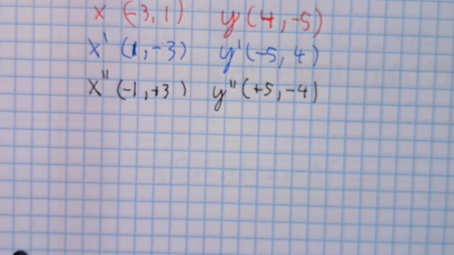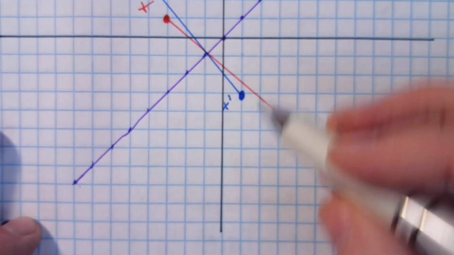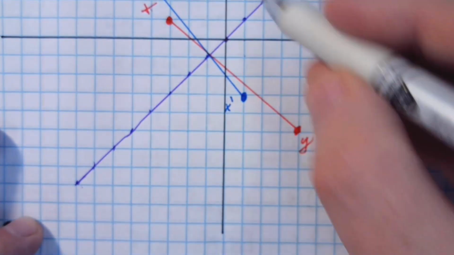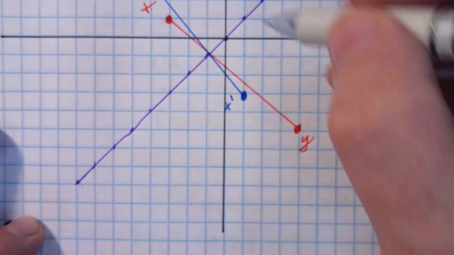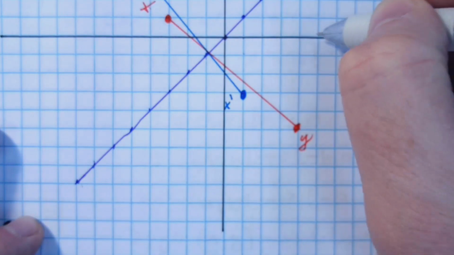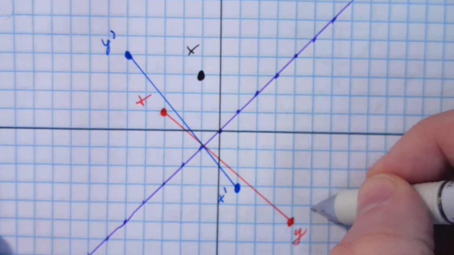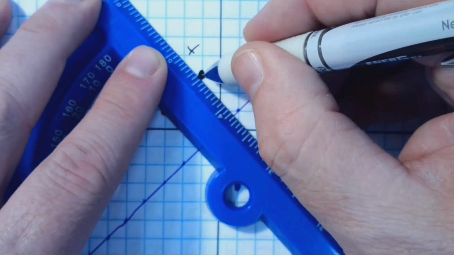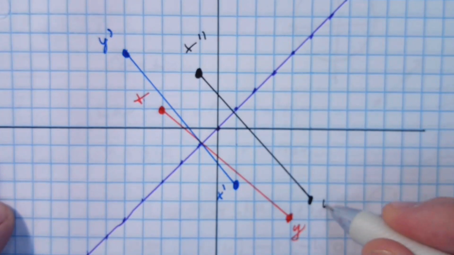Okay. Did I do that right? Let's find out. Let's go to the graph. And so negative 1, 3. This is x. And positive 5, down 4. And here we go. And this is x double prime, and this is y double prime.